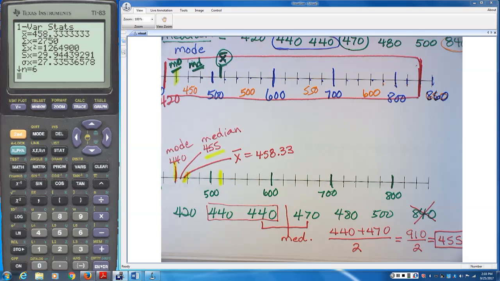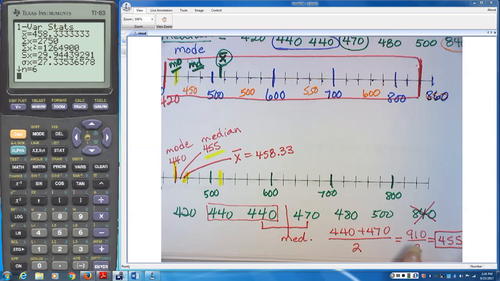Why did the mean change? Because I removed the 840, and the 840 contributed to the sum of all the data values a lot more than any of the other numbers did. So by removing it, it allowed the mean to move closer to where most of the data values were. Okay?